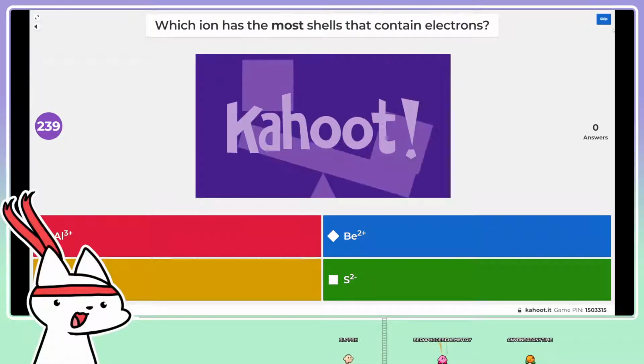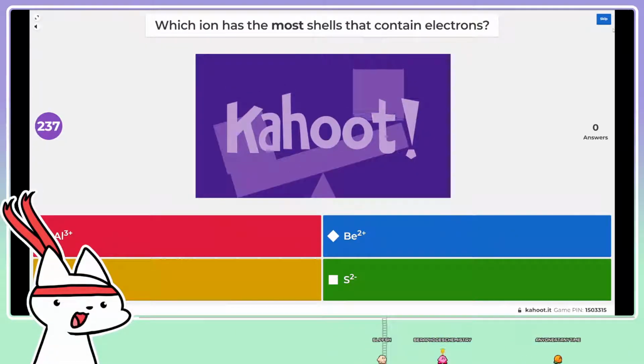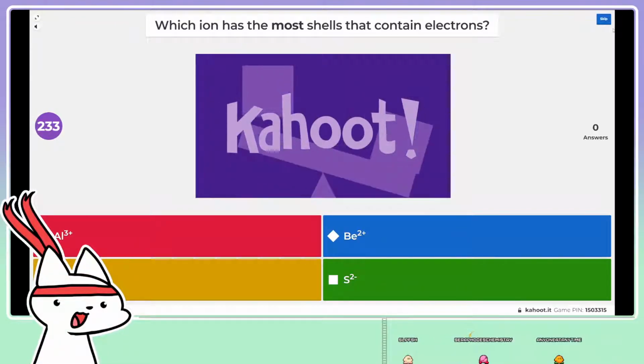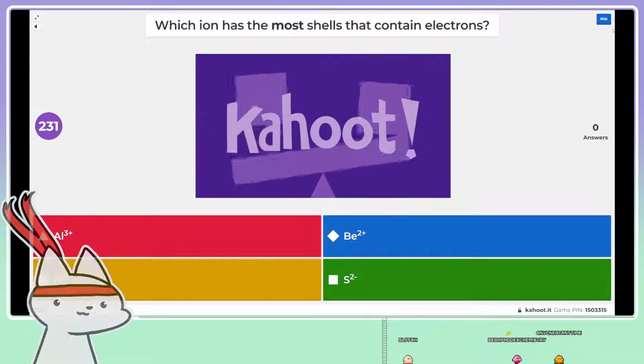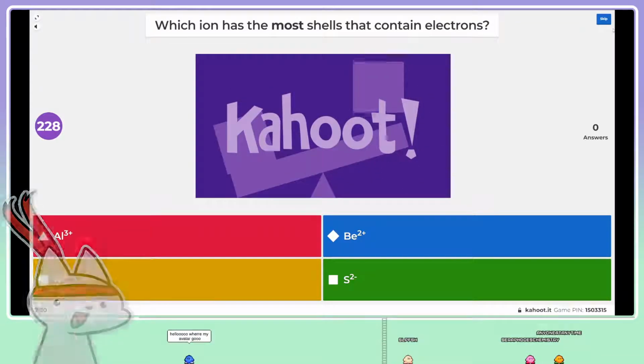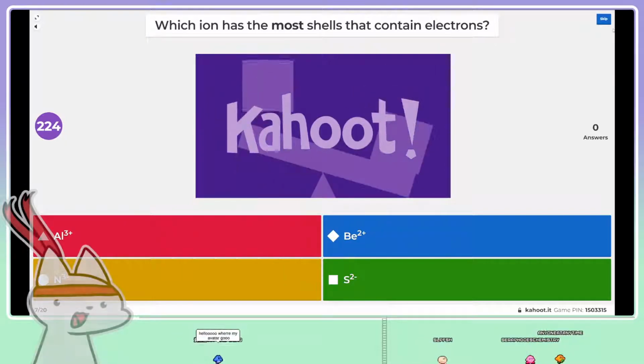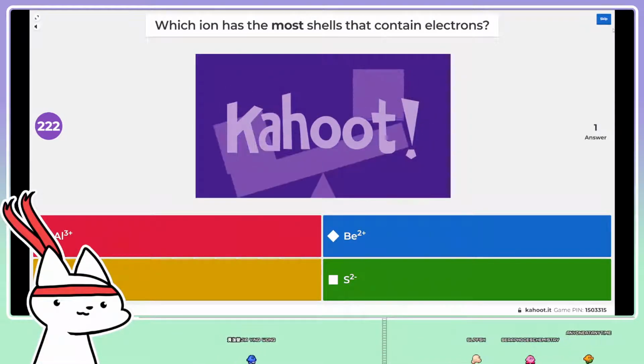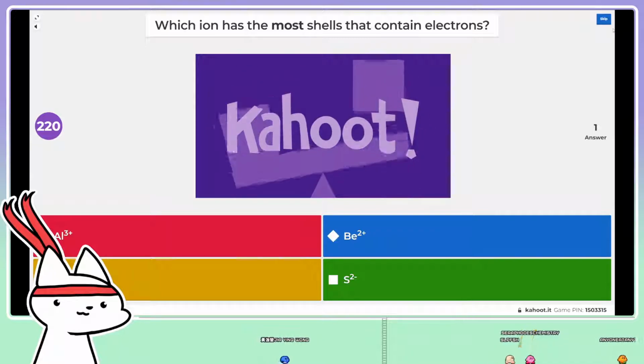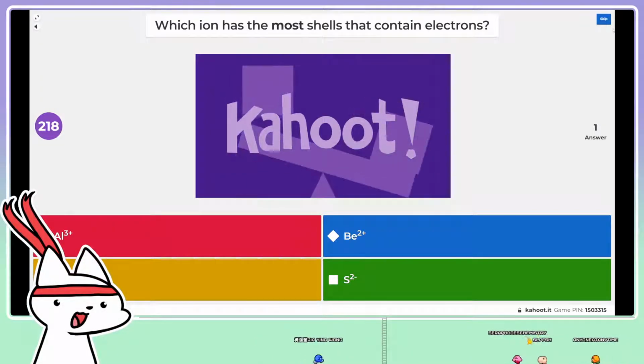Which ion has the most shells that contain electrons? Most shells. Be careful, they're asking for shells and not the number of electrons. I will advise pen and paper, periodic table, write the numbers, figure out the charge.